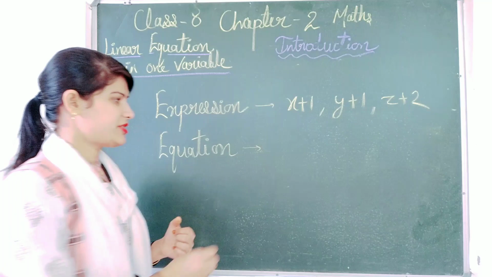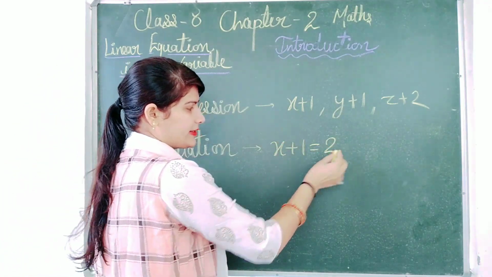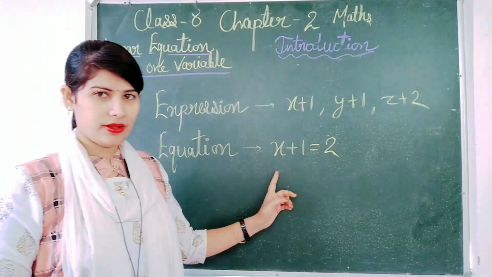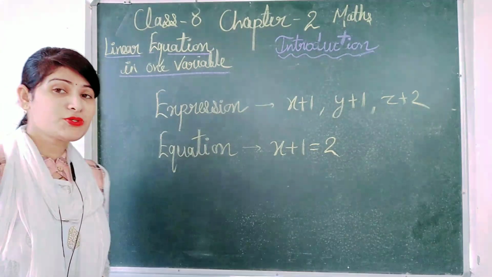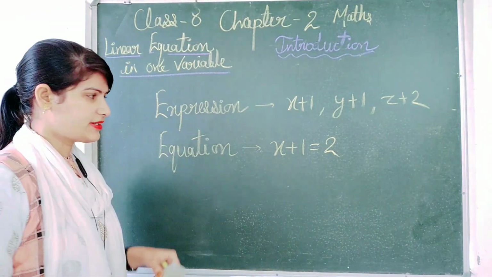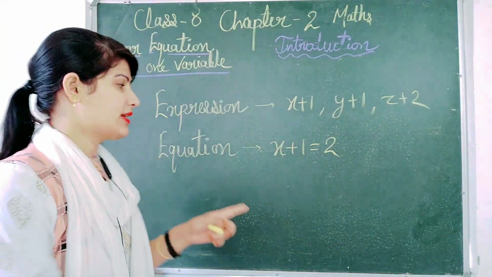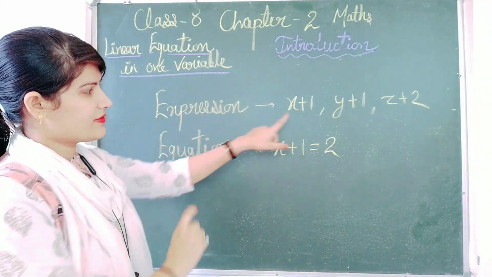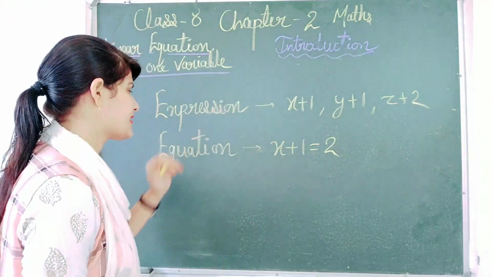Now what is equation? Equation is in the form of like this. Means there is a variable, an equal sign and one constant. So this is the difference between expression and equation. When there is an equal sign, then this is an equation, and when there is no equal sign, like x plus 1, this is an expression.